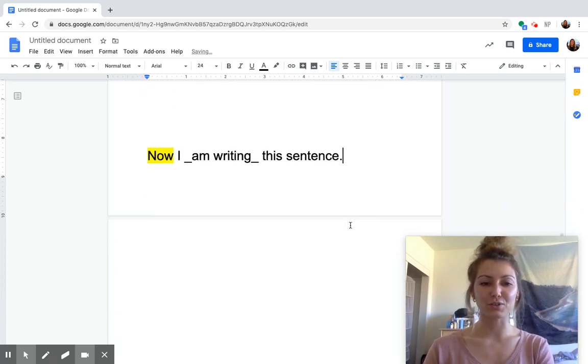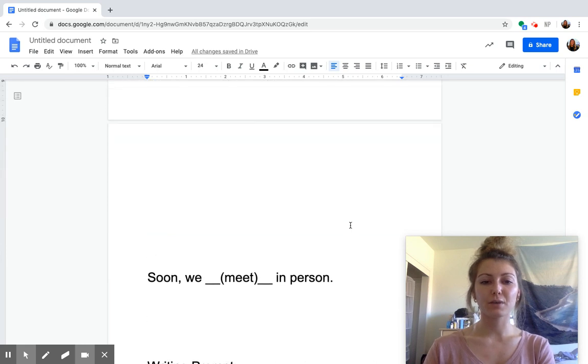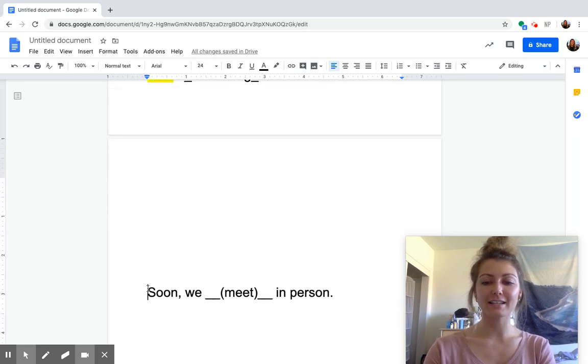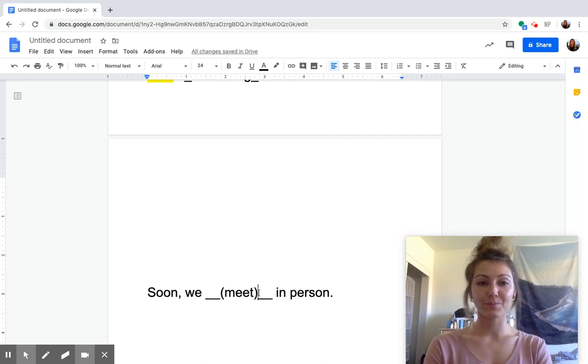We're going to move to our next one. This is actually our last example here. It says, soon we meet in person. What do you think the verb tense should be for the verb "meet"? What's your context clue in this sentence? It's going to help you figure that out. Pause the video, try it on your own, and then press play when you're ready to check.